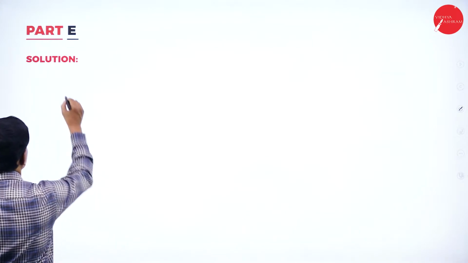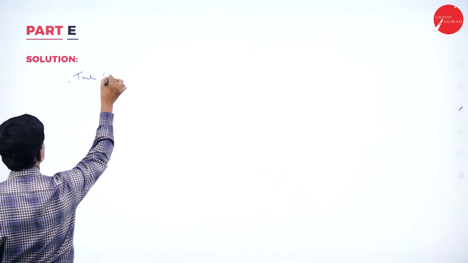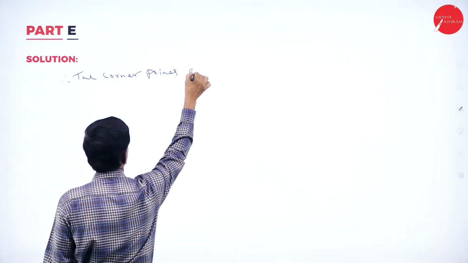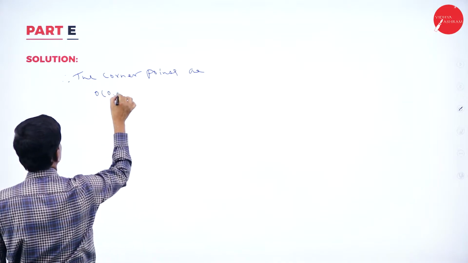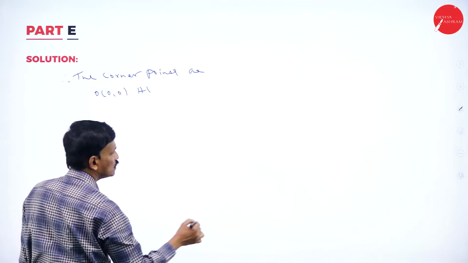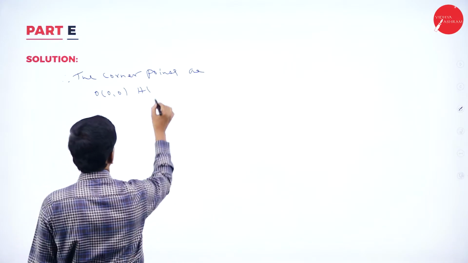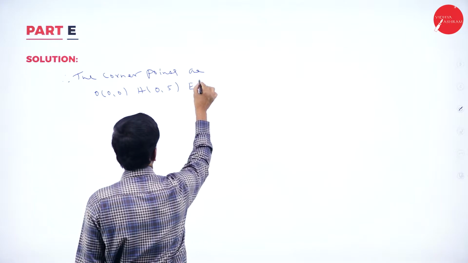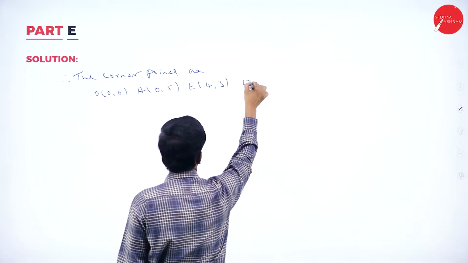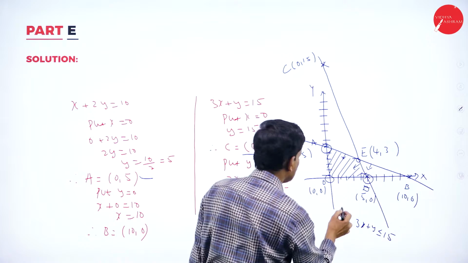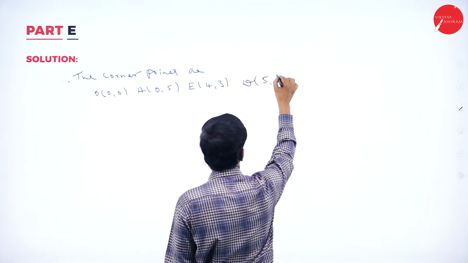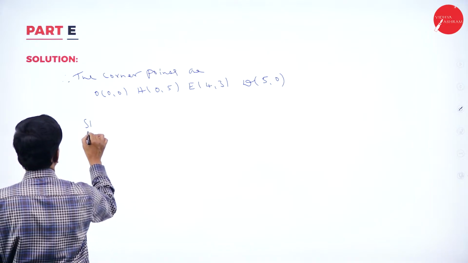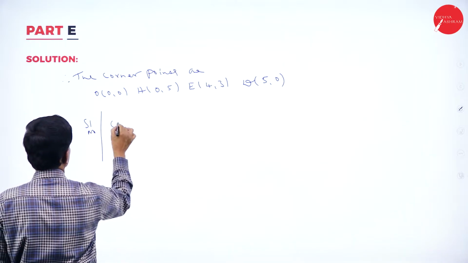So therefore the corner points are O 0 comma 0, A 0 comma 5, then E 4 comma 3, and D 5 comma 0. So these are the corner points. Let us represent this.